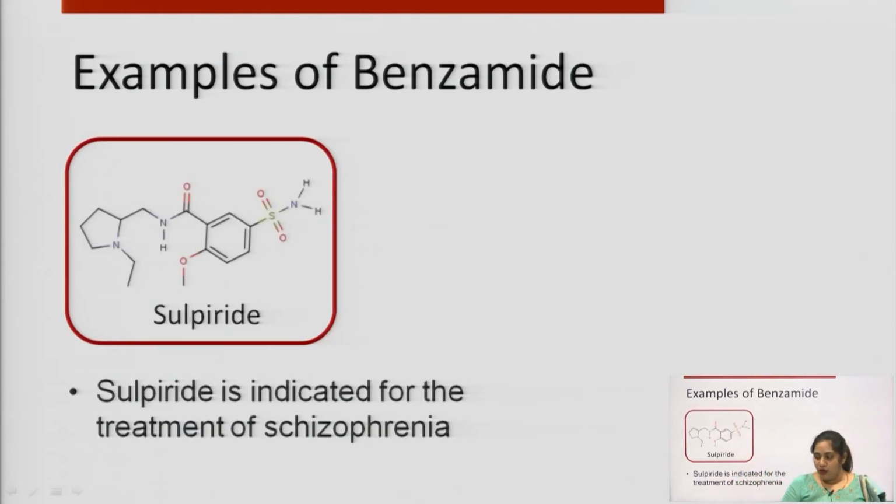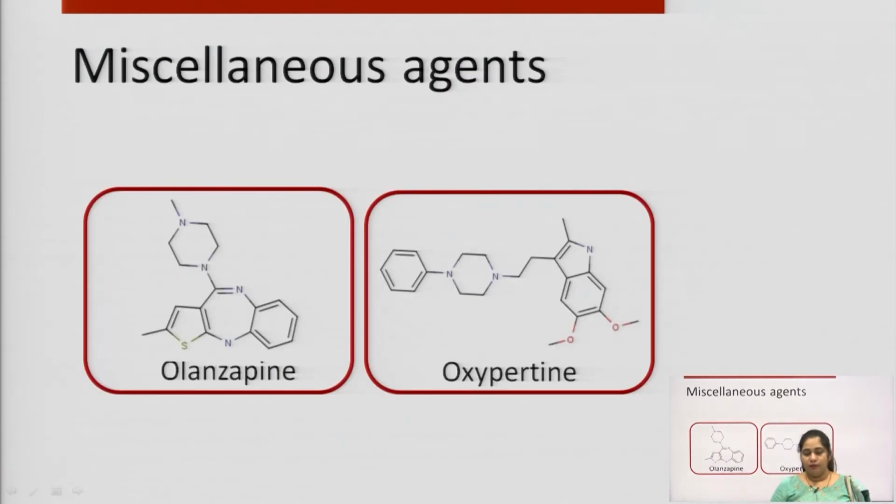So, to decrease those states also we use beta amino ketone, specifically molindone. This is the example of benzamide. Benzamide, the example is sulpiride. Sulpiride is also indicated in the treatment of schizophrenia, and apart from schizophrenia, it is also used in the treatment of manic attacks in patients. These are some of the miscellaneous agents like olanzapine and oxypertin. These are the examples of the miscellaneous agents.